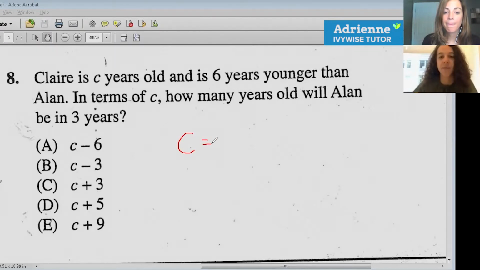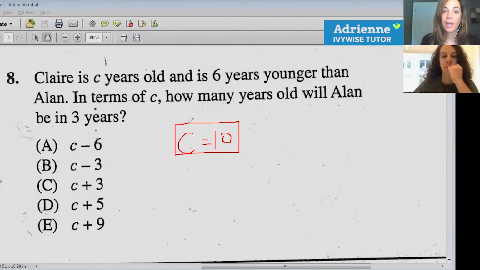How about 10? Perfect. And what I'm going to do is I'm going to put a rectangular box around this number because we are going to have a lot of numbers on our page, and it's really important that we separate out the numbers that are going to be important here. Okay, good. The other thing we're going to do is if we see this phrase in terms of C, we get to cross it off. It's confusing, and we actually don't need it here because we are doing plugging in.